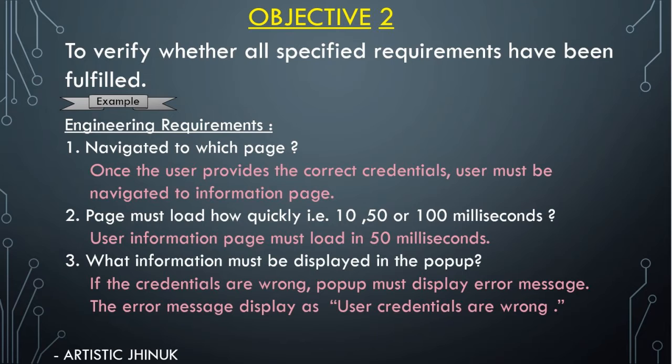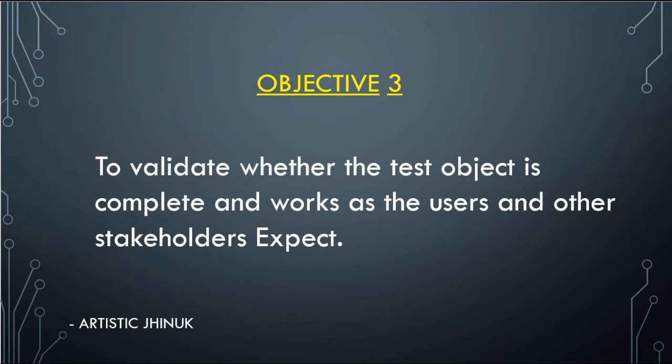The third question was what information must be displayed in the pop-up window? If the credentials are wrong, the pop-up window must display an error message saying the user credentials are wrong. Now we have all the missing requirements to build. Similarly, we can verify all the requirements in each stage of the software testing life cycle. The third objective of testing is to validate whether the test object is complete and works as the user and other stakeholders expect.